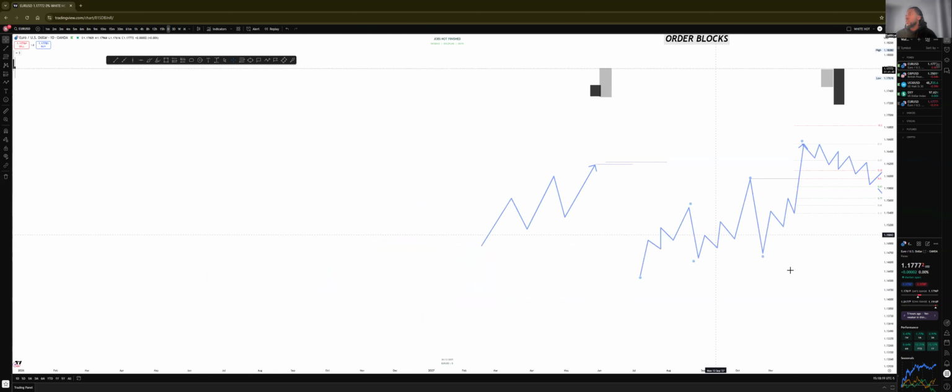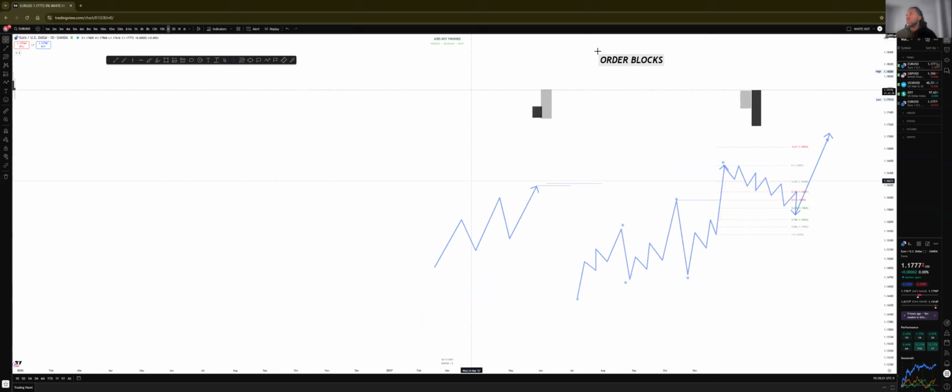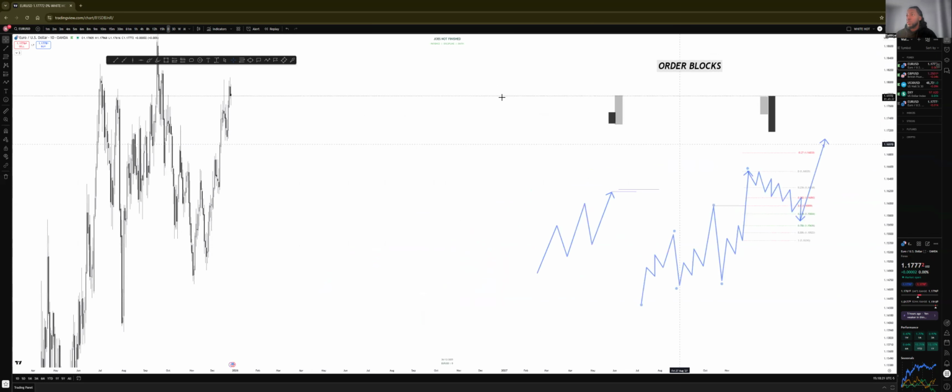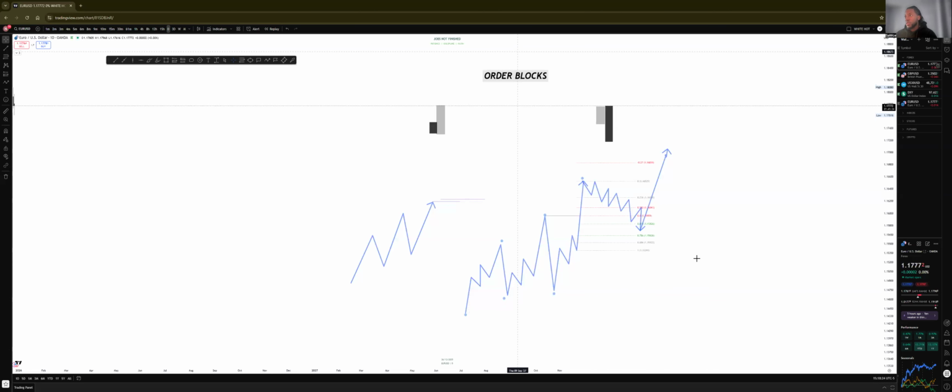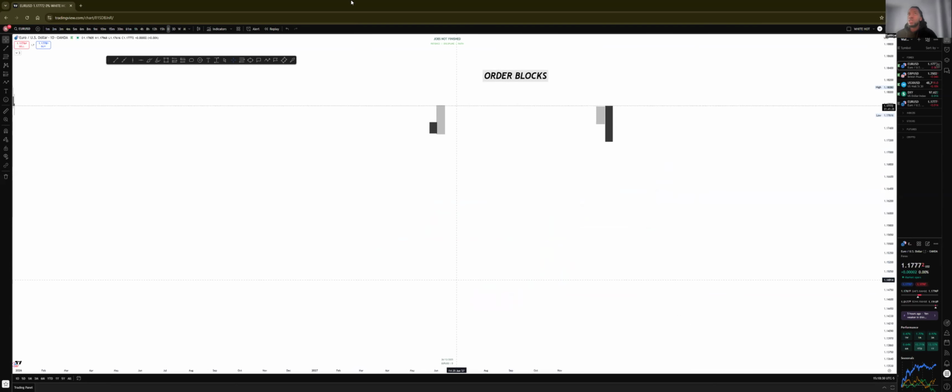Okay, so now this is what we're covering. This is what order blocks are going to be, that's the topic of discussion for now. So let's go ahead and erase this for now and let's dive into some definitions. So first off, what is an order block? Let's get the definition out of the way.